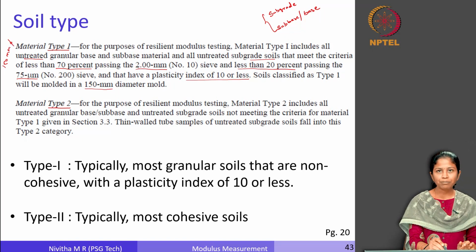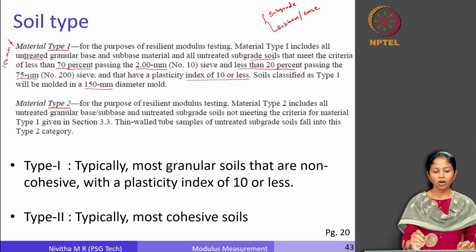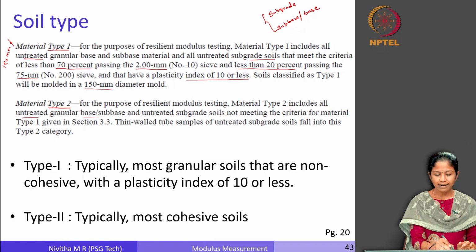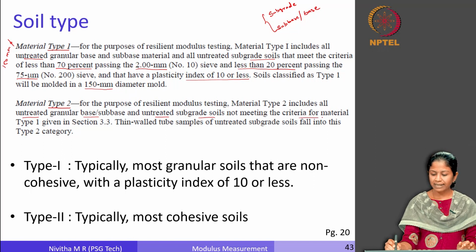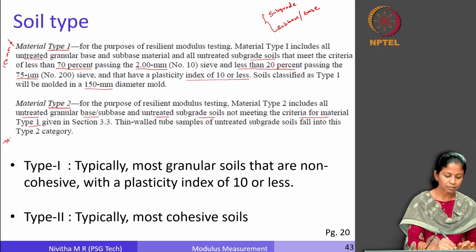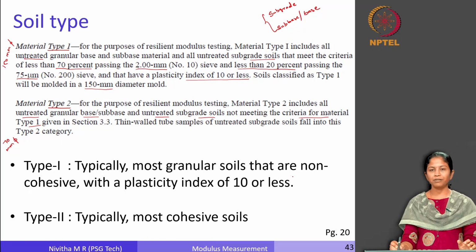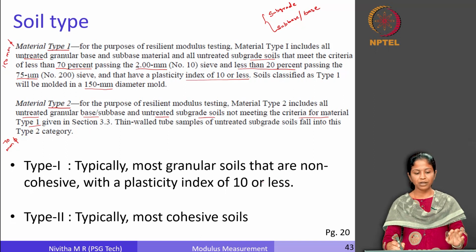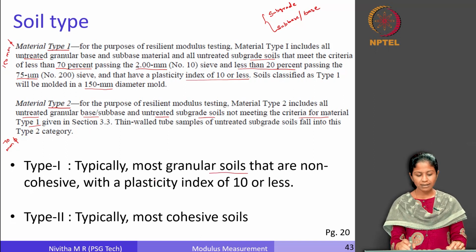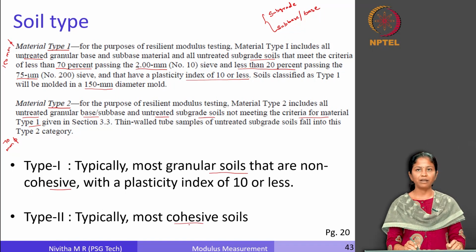Okay. What is type 2? All other materials which do not fall under type 1 are classified under type 2. It could be your untreated base or subgrade materials which are not meeting the criteria for type 1. Typically type 2 materials are prepared using a 70 mm diameter mold, there is a difference. So, if you classify them briefly into type 1 and type 2, most granular, non-cohesive materials will fall under type 1 and all other cohesive soils will typically fall under type 2.